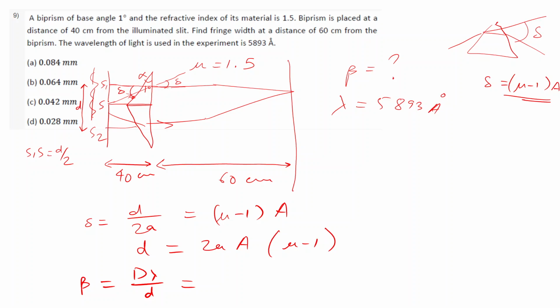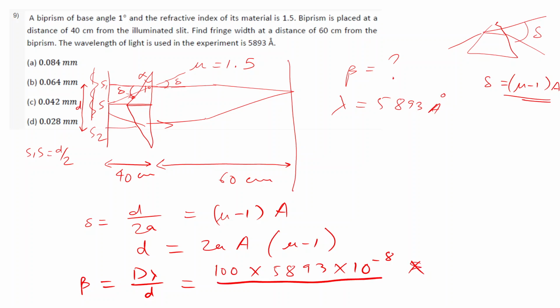So from this, the capital D will be 60 plus 40, that is 100 centimeter. Wavelength is 5893 angstrom. In centimeter it will be 10 to the power minus 8. And this is d lambda by d. So beta will be, this is d, this is lambda divided by small d.